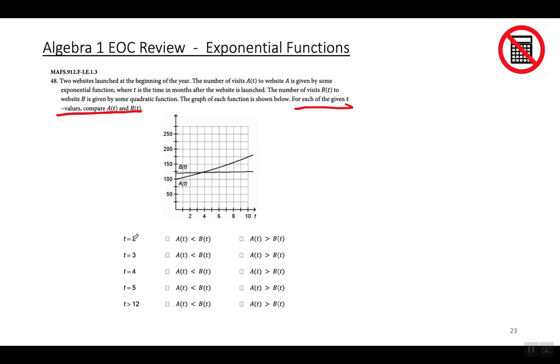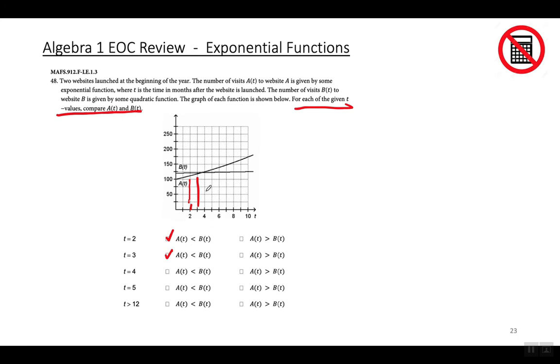So when t equals 2, right here there's a little t. T is this line right here. When t equals 2, which one of the two is bigger? When t equals 2, a of t is smaller than b of t because it's below it. When t equals 3 right here, it's hard to see, but a of t is still smaller. It's still less than b of t.